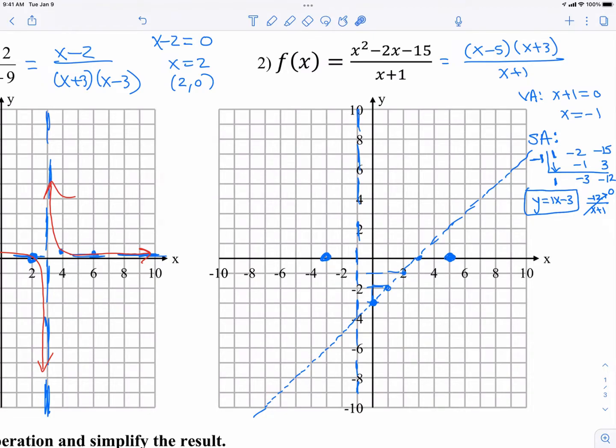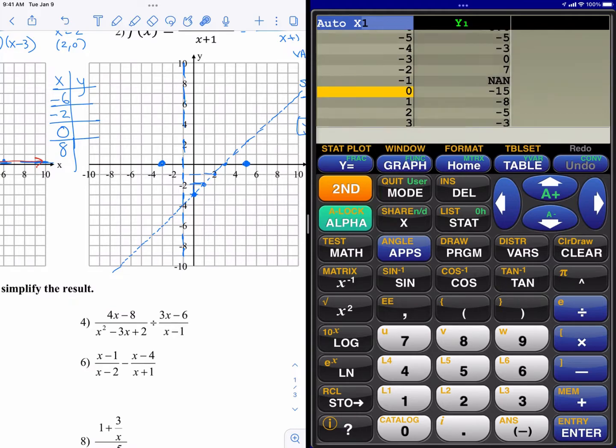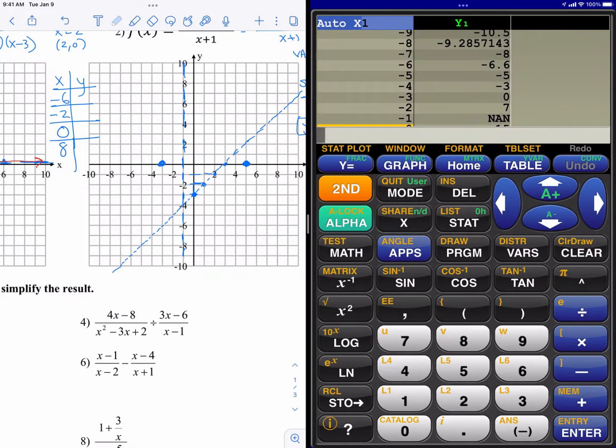Okay, next we're going to find some extra points. So let's go to our table. All right, now I want to pick a couple of x values that are to the left of this vertical asymptote. So I'm choosing -6 and -2, which I'm putting here in the table. So when x is -6, based on my calculator table, I see that my y value is -6.6. When x is -2, the y value is 7.